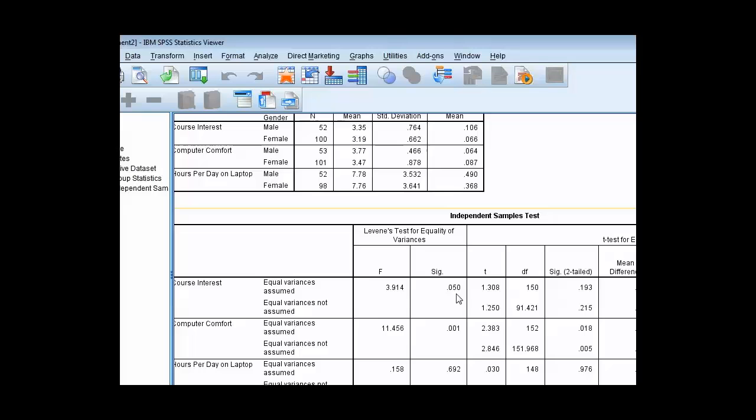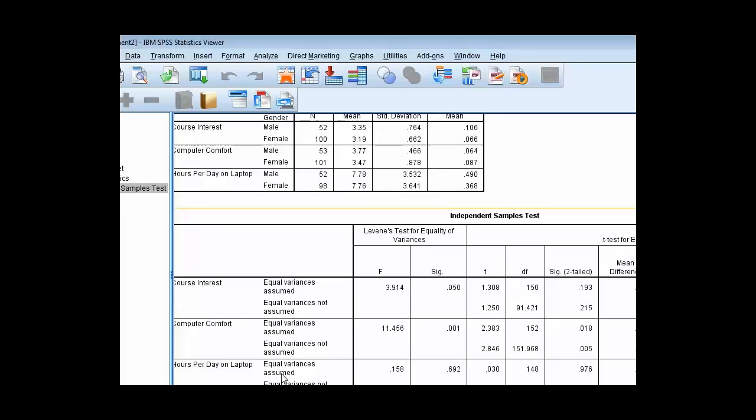Technically, I guess we could say it's not less than 0.05, so we could say those variances are equal. But if we want to be conservative, we can say equal variances are not assumed, and we can follow that line there, all right, instead of this line. In this case, computer comfort, it's saying the variances, which is 0.46 here and 0.87, they're actually different. They're significantly different. And therefore, we have to assume that equal variances are not assumed here. And we follow this line here. Okay? And then, in hours per day on the laptop, you see 0.692.